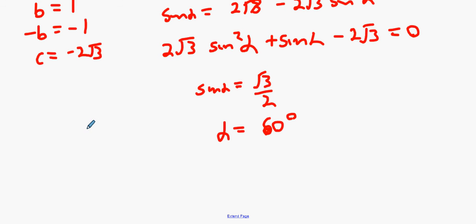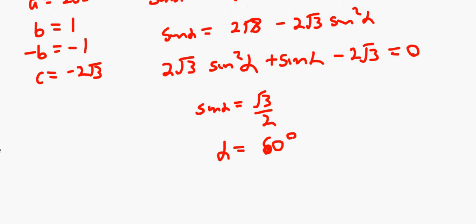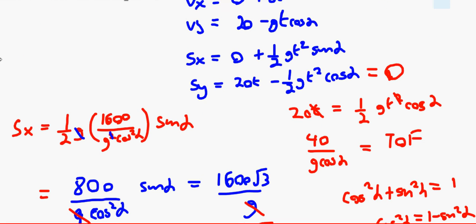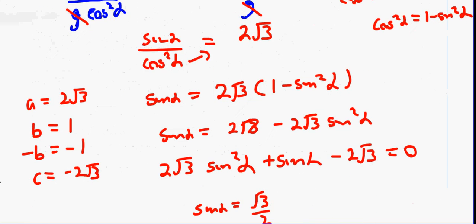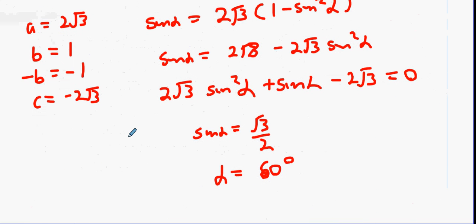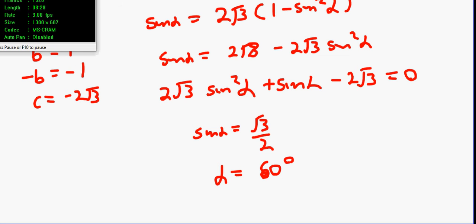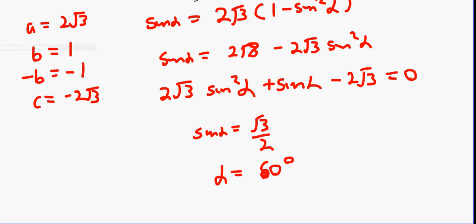Now, what we're going to do next is we have to figure out the rebound velocity at Q given the coefficient of restitution. What's the magnitude of the rebound velocity? That's not that bad. Right, so here's what we're going to do.